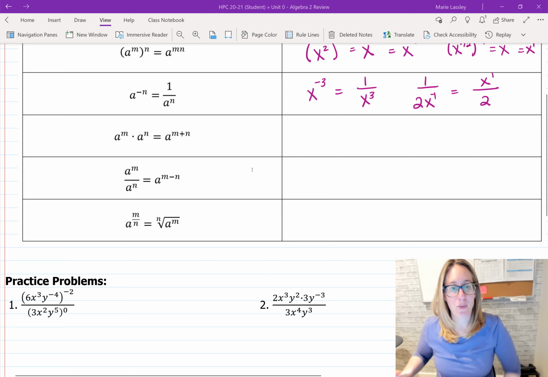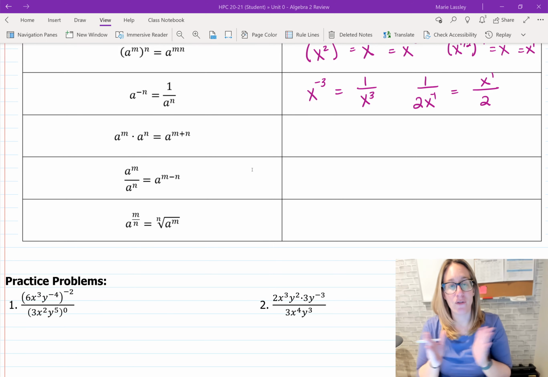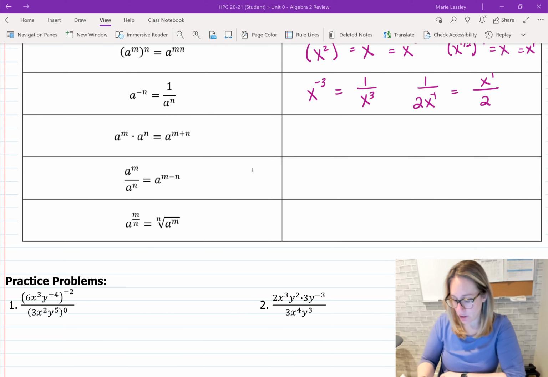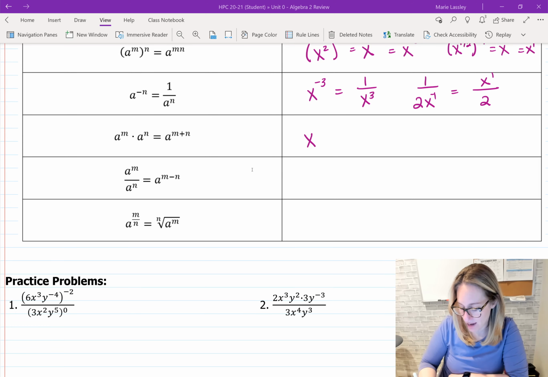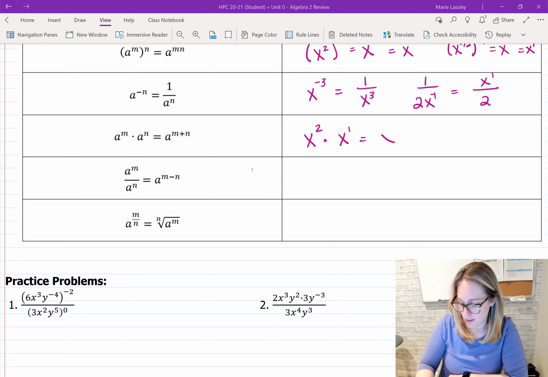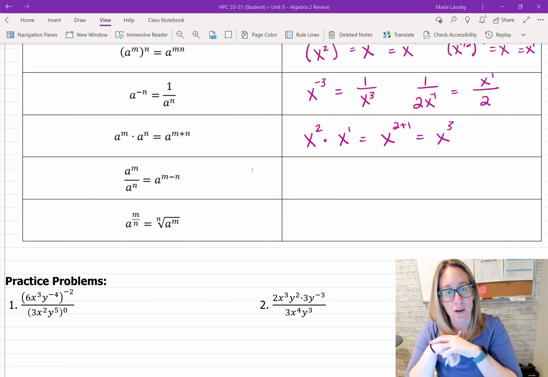Next up we have multiplying similar bases. If your base number is the same, when you multiply, you add your exponents. For instance, we do this one a lot. If I have x squared times x to the first, this is going to give me x to the 2 plus 1, which is x to the third. So x squared times x is x to the third, because we're adding those exponents. That's your multiplying similar bases rule.